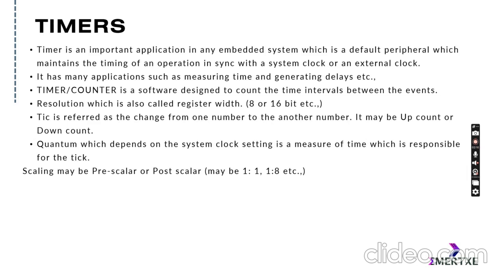Timers are essential components in embedded systems, used for delay generation, event scheduling, and real-time clock functionalities. In this project, Timer 2 was used to manage cooking durations and preheating cycles. It has many applications, such as measuring time and generating delays. It is designed to count the time intervals between events.